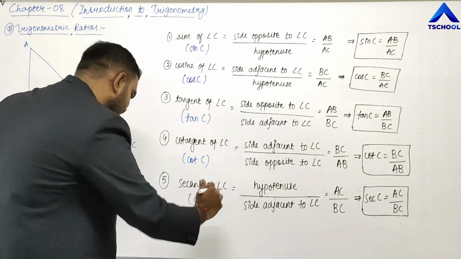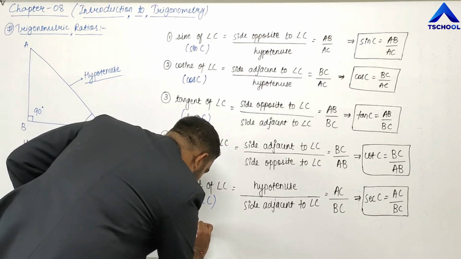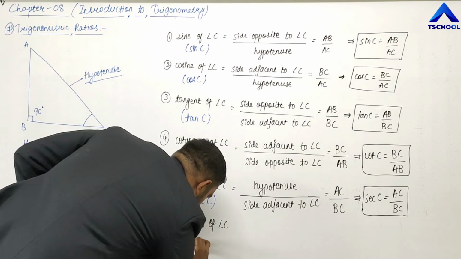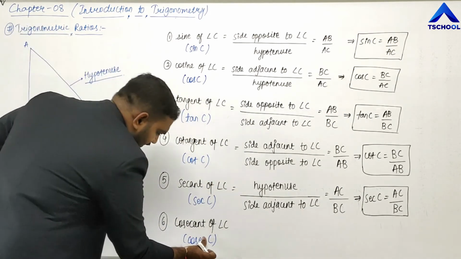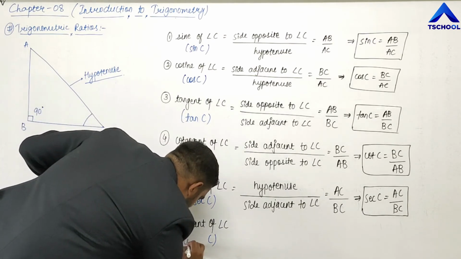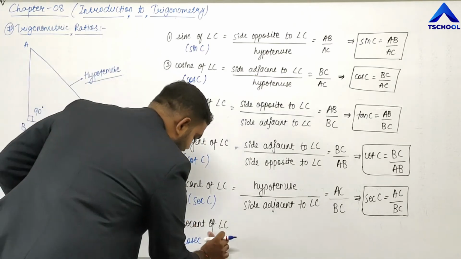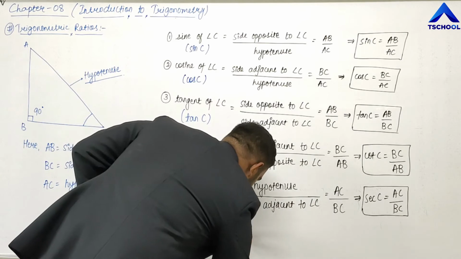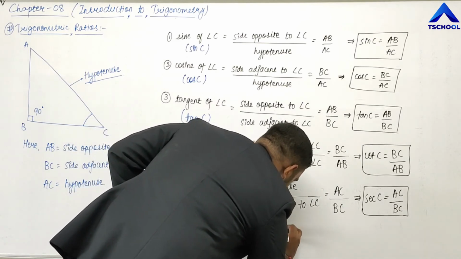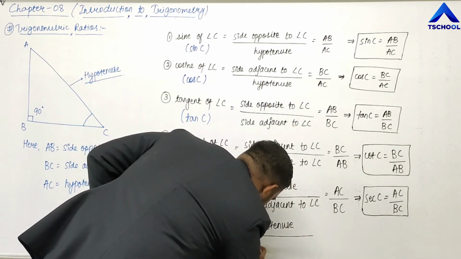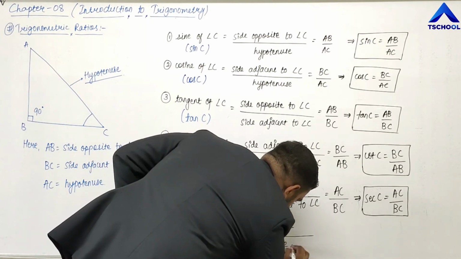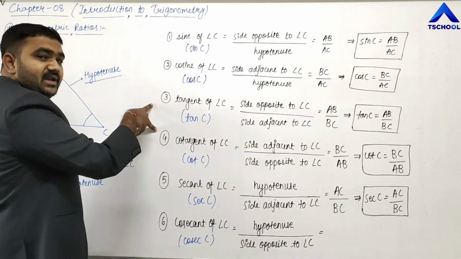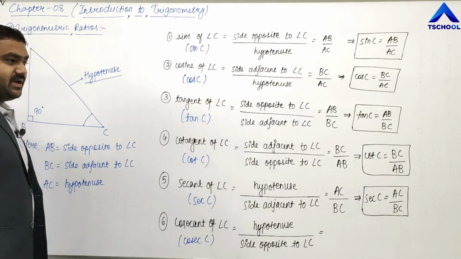And last one, for the last ratio, that is cosecant of angle C, which is shortly written as cosec C. It is written as cosec C, given by the ratio that is equal to hypotenuse upon side opposite to angle C. So you can, friends, see here that now the third and fourth were relatable, they are inverse of each other. Second and fifth were relatable, they are again inverse of each other.